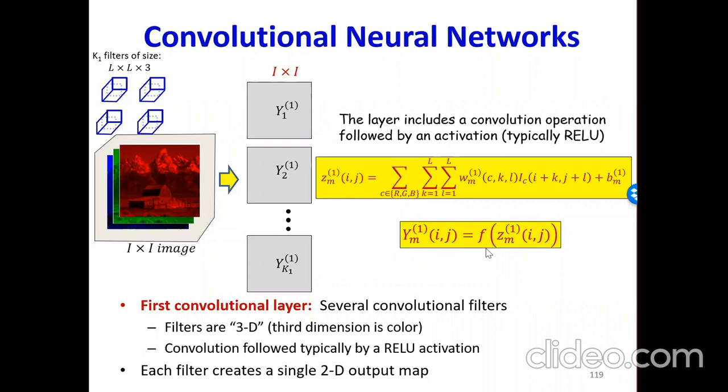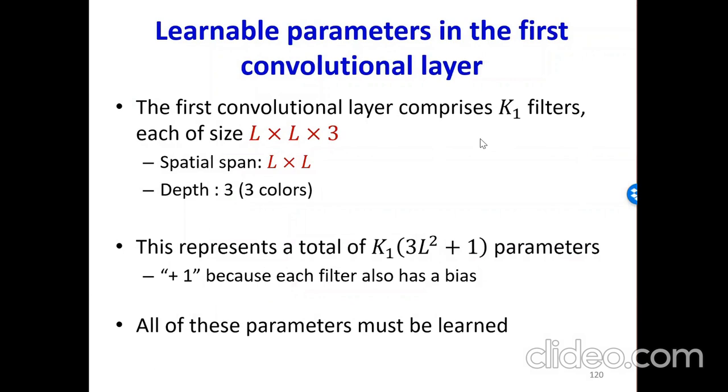Now, since one filter gives you one 2D map, if you have K1 filters, you're going to get K1 two-dimensional maps. And so, again, to reiterate, we have K1 filters, each of size L cross M cross 3. So the total number of parameters is K1 times (3L squared plus 1). All of these parameters must be learned for the first layer.